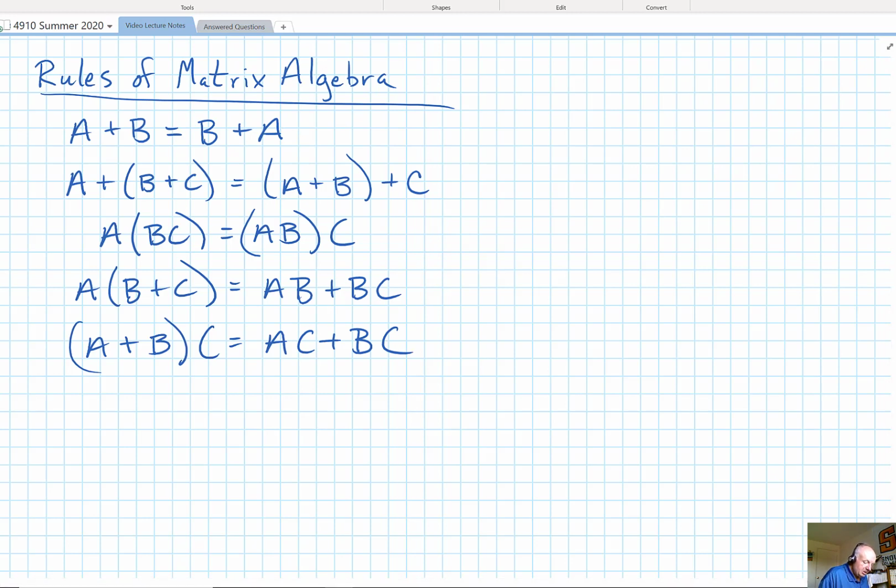We just mentioned this one: AB does not always equal BA. So we don't have commutativity for multiplication. Order matters for multiplication. So just remember that as you're working through these. All right.